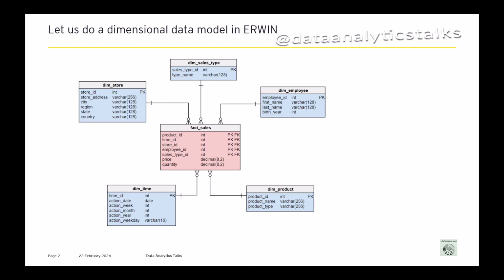In my case today, I'm going to have a sales system where we have a fact table for the sales and dimension tables for the store, sales type, employee, product, and the time. Now, time will have the date, week, month, year, weekly split, right? So you want to know how much was sold in a week, in a month, in a year, and things like that. So I am going to map this dimension model into the ERWIN tool. Let's see that.